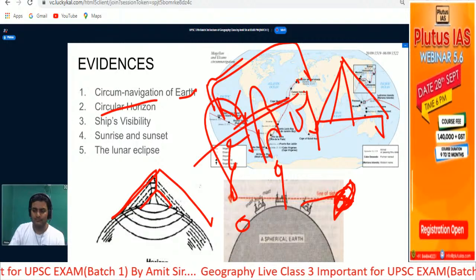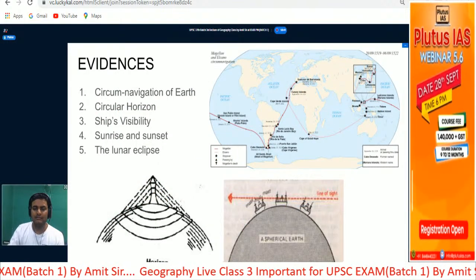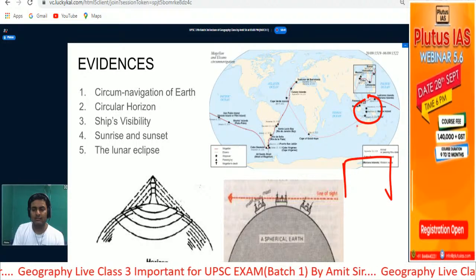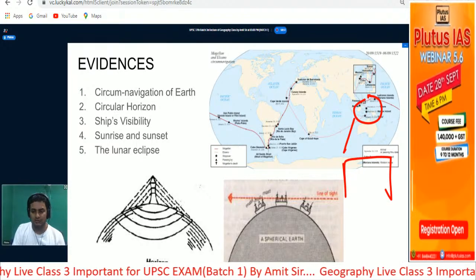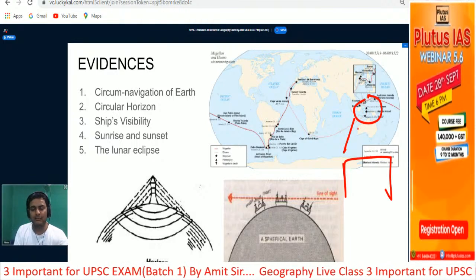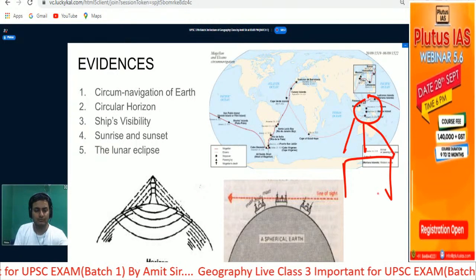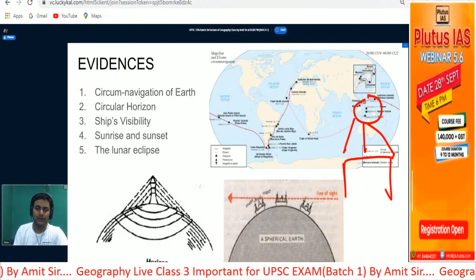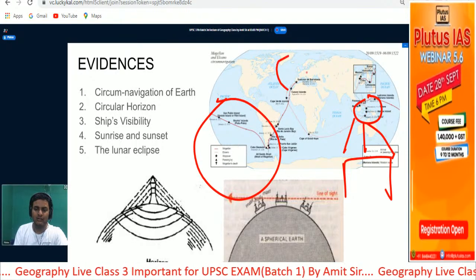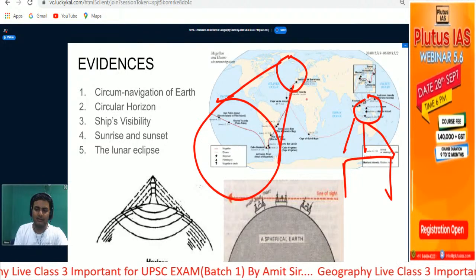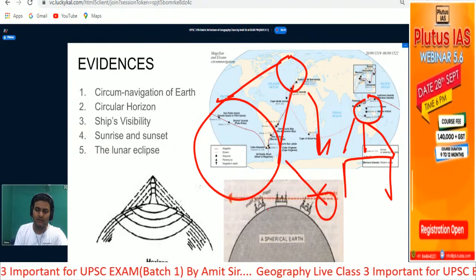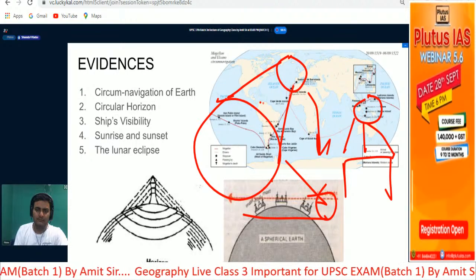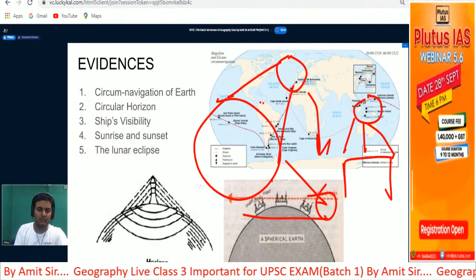Then one more thing, sunset and sunrise. If Earth was flat, the sun would have been rising and setting at the same time at every place. Is it or not? The sun would be rising and setting at the same time at all places. But because of the circular nature of Earth, the sun rises at this place, then it moves here and rises here. And in that movement, it sets in this location. Correct or not? Clear?